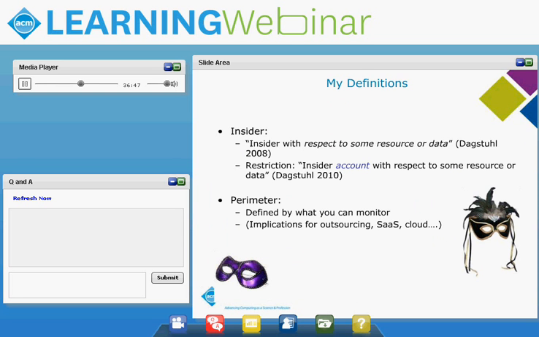This goes back to when I was talking about our authentication problem. It might be that I intend for Joe to have access to particular data, but I can't say that Joe has access. I can say that an account that only Joe should be accessing has access to that data. And then I modified it again, and I actually brought back this notion of a perimeter. And I've decided to define an insider based on what it is that you can monitor.